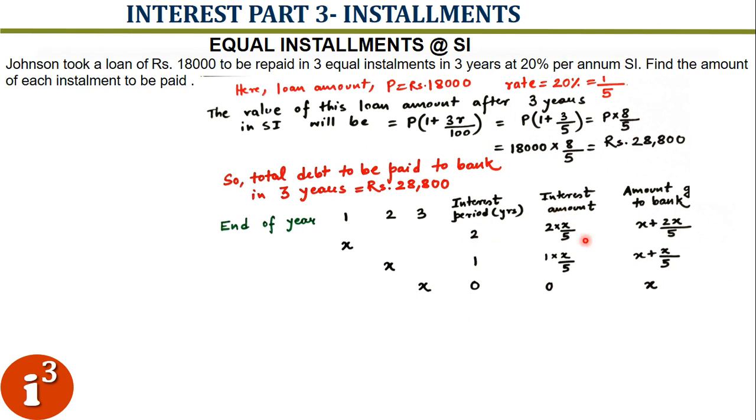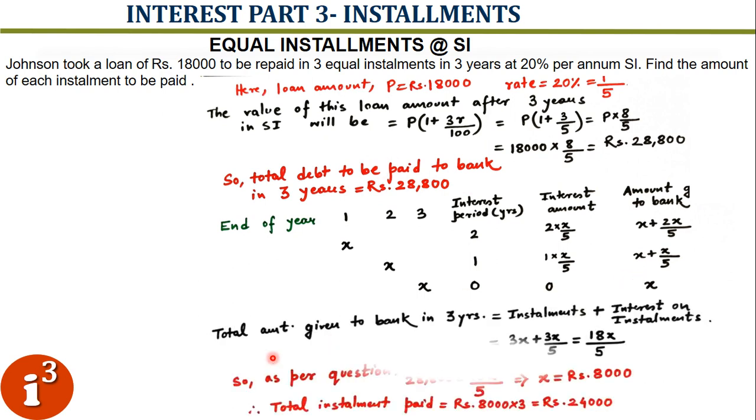The interest period is 2 years, so it will now be x plus 2x by 5, x plus x by 5, and x. This is the amount which the bank now calculates. Though you have paid 3x, the bank regards it as this much amount. So this amount which you have paid was the total debt that the bank expected from you to pay. So you need to equate these two.